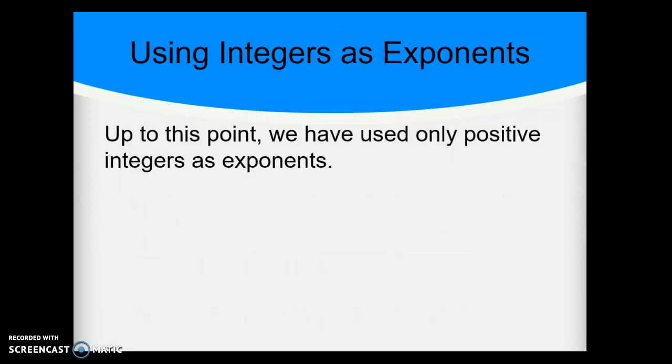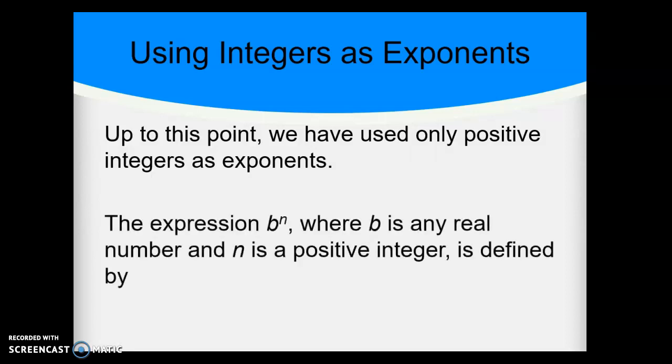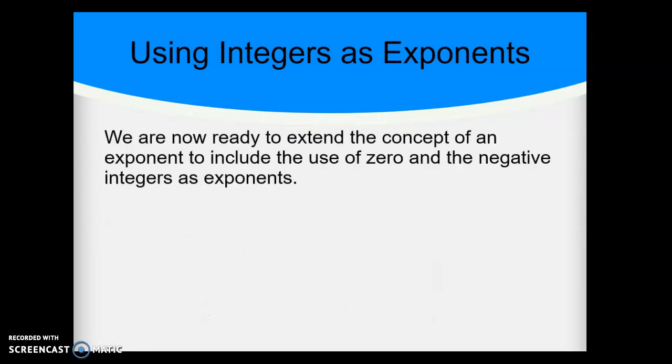So like I said, up to this point, we've only used positive integers as our exponents. And we know that when we see something like an expression b to the n power, that n has up to this point always been a positive integer. And what it represents is repeated multiplication. So if you have b to the n power, that means you're multiplying b by itself over and over again, n times. So what about when we have an exponent of 0?